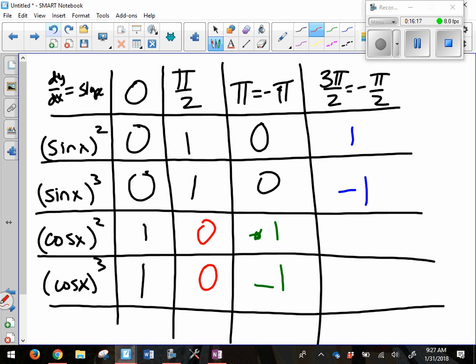No. She'll figure it out. Look at the pattern. What was the cosine of pi over 2? 0. So what should the cosine of negative pi over 2 be? And if I cube 0, I still get 0, there you go. Okay. All right.